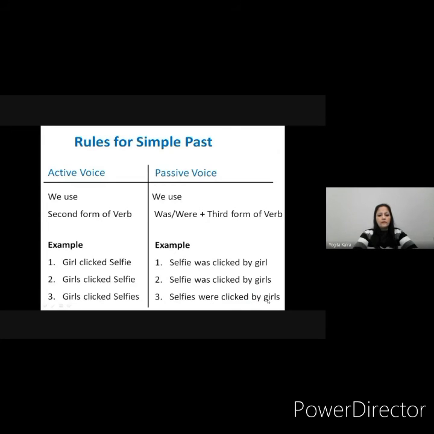So here, children, you have seen that we have just added was and were to the third form of the verb while changing the active voice sentences into the passive voice.